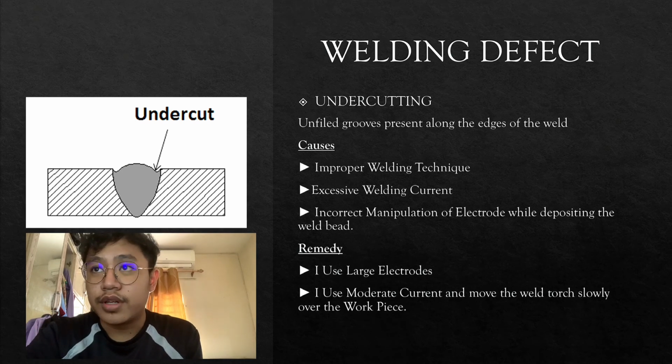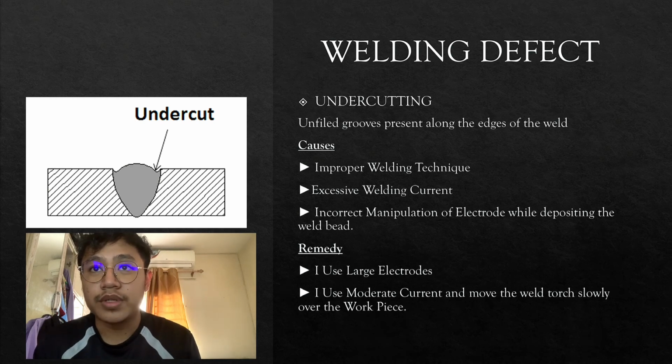Today, I want to talk about welding defect. There are various types of welding defect. First, undercutting. An unfilled groove present along the edge of the weld. The cause is improper welding technique, excessive welding current, and incorrect manipulation of the electrode while depositing the weld bead. The remedy is to use a large electrode, use moderate current, and move the weld torch slowly over the workpiece.